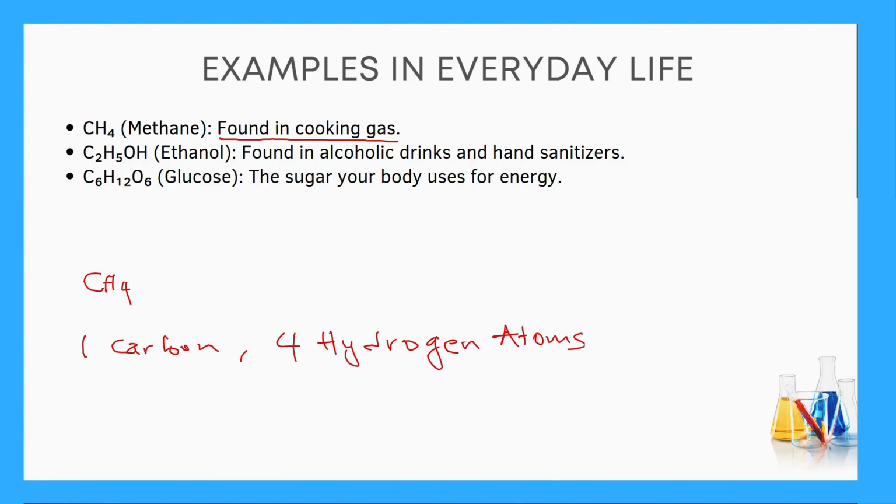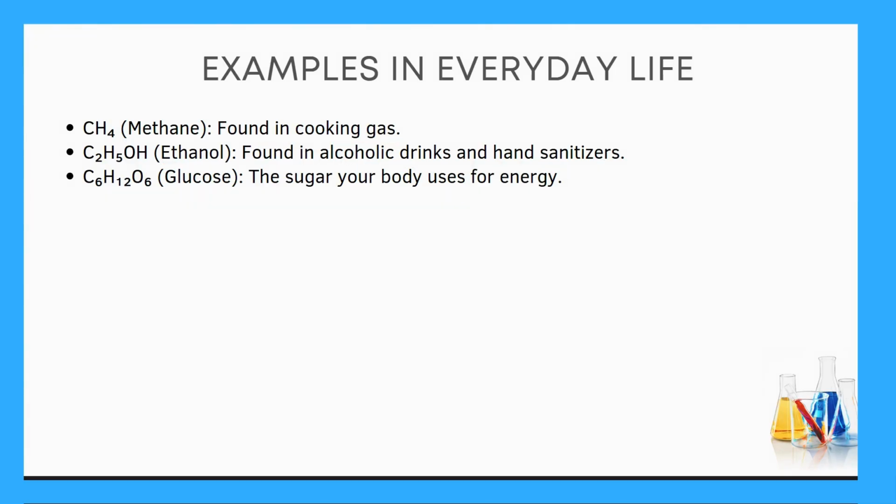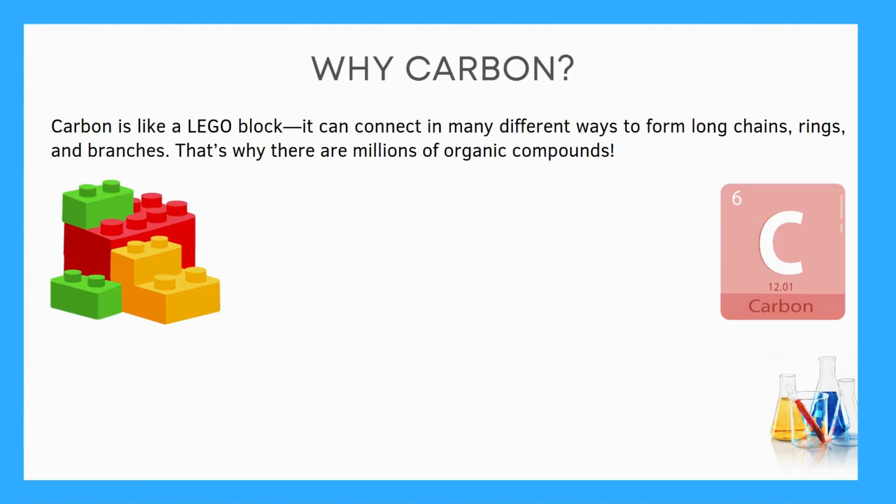Another example of an organic compound that we have is ethanol. This is found in alcoholic drinks and in hand sanitizers. And the third example that we have that is found in your body is glucose. This is the sugar your body uses for the storage and deployment of energy. So you can see organic compounds are not just limited to chemistry in the laboratory. They also take place as far as the science of your human body is concerned.